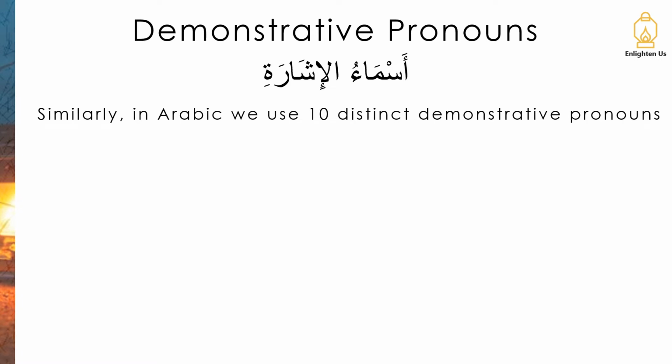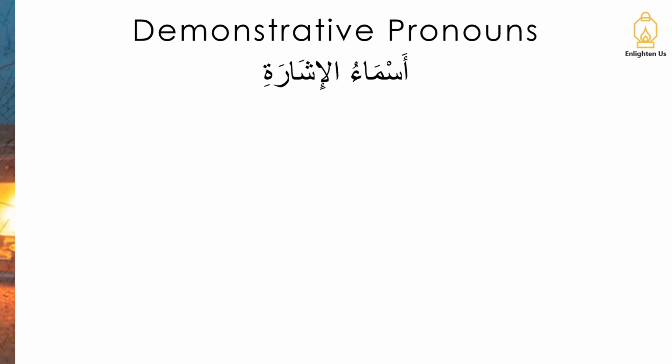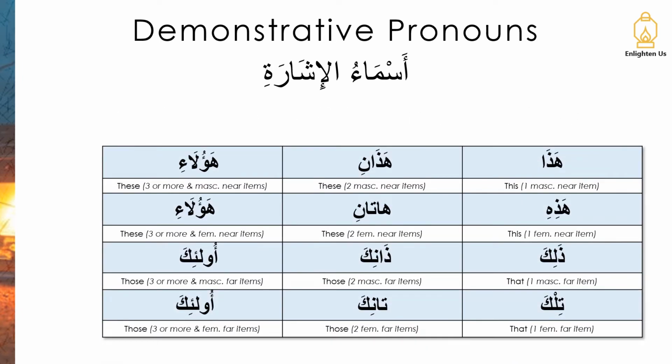Similarly in Arabic, we have 10 distinct demonstrative pronouns or asma'ul ishara: هذا، هذه، هذان، هاتان، هؤلاء، ذلك، تلك، ذانك، تانك، أولئك.